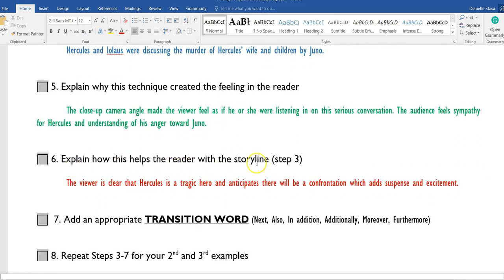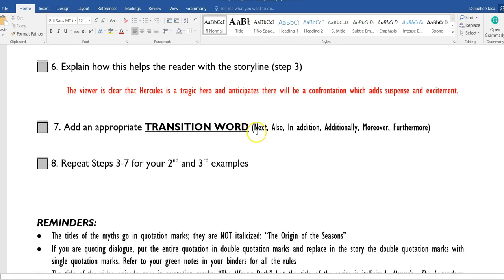And then how does it help us? On my notes, all I did was check the box. I have to explain a little bit more now in my paragraph. So the viewer is clear that Hercules is a tragic hero and anticipates that there'll be a confrontation, which adds suspense and excitement. And then I'm going to add my transition word for my second example and my third.